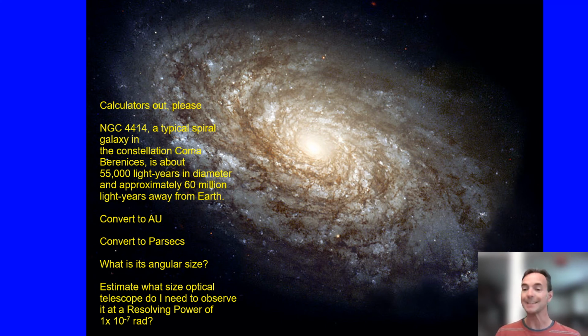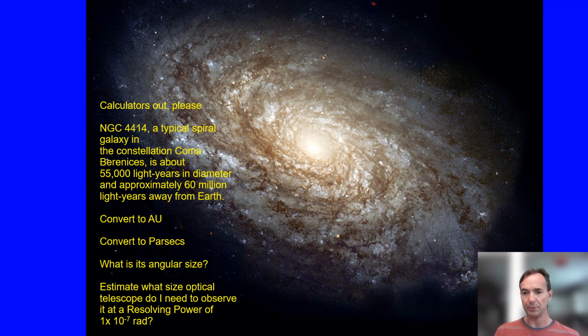Convert to parsecs. Parsecs are bigger than light years, so it's going to give you a smaller number, roughly by a factor of 3. Now, what's its angular size? You can do that in any of these units as long as they're exactly the same. So with that one, just put 55,000 over 60 million because they're both in light years, and you'll get the angular size in radians.